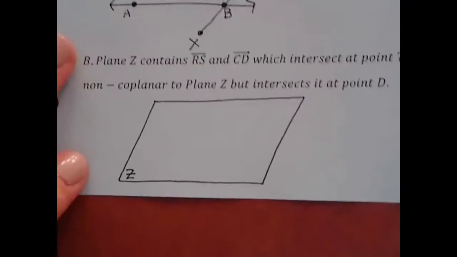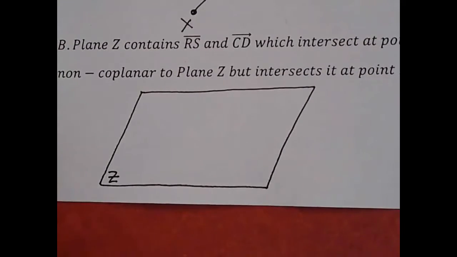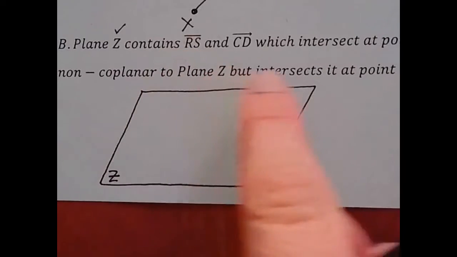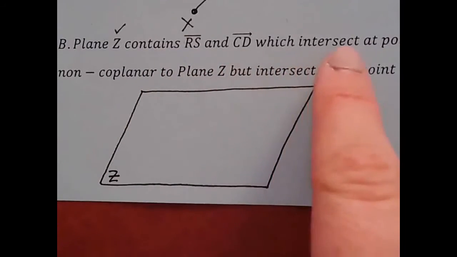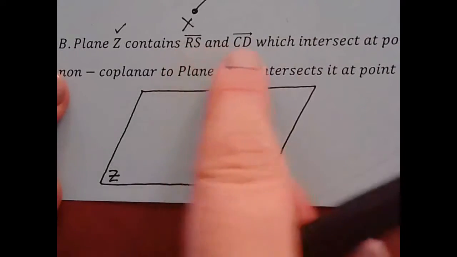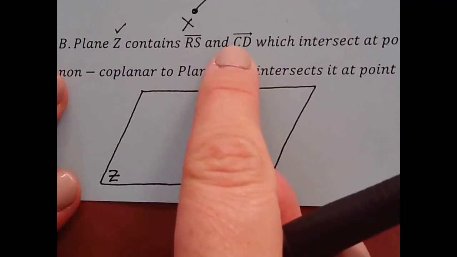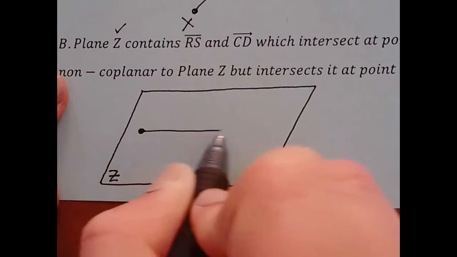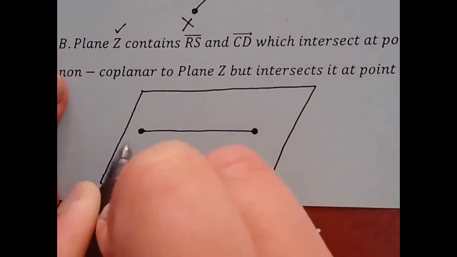Okay, it contains segment RS and ray CD which intersect at point T. So these two pieces are going to be intersecting at point T. I like to just start with usually my first shape somewhere in the middle, RS. I know that T is where my ray is going to be crossing. It does not have to be in the exact middle, but sometimes that's just how I do it.